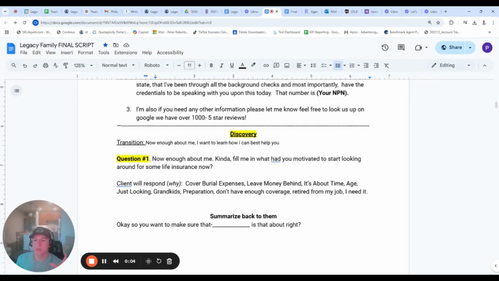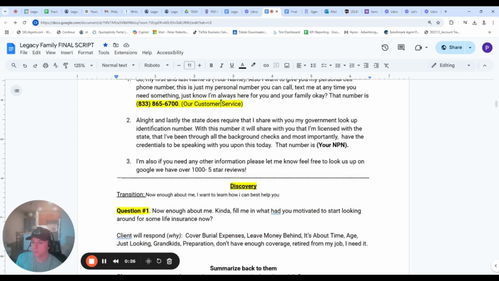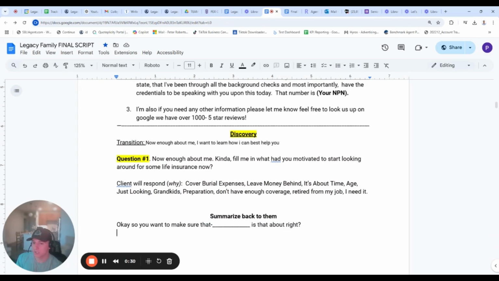This is really the most important section of our script that we're going to be spending the most time on in training, teaching you, and I need you to understand as you come prepared into day one. Discovery is going to be broken down into 3 questions. This module number 1 is going to be question number 1. I want you to understand what the goal of question number 1 is and what you are looking for. So after we've done the credibility, we're going to go right into question number 1.